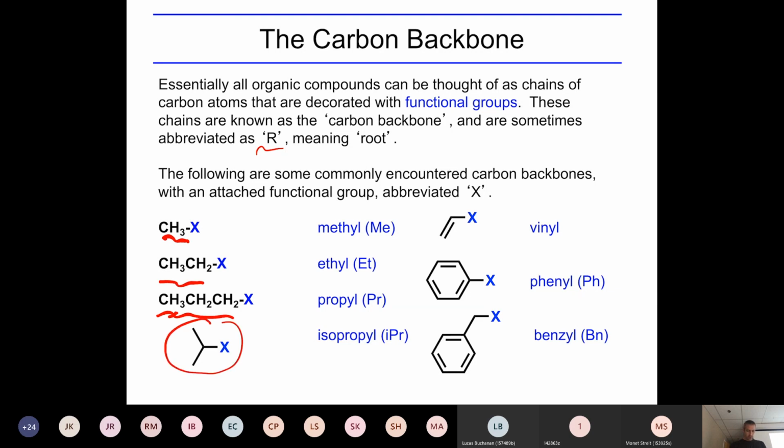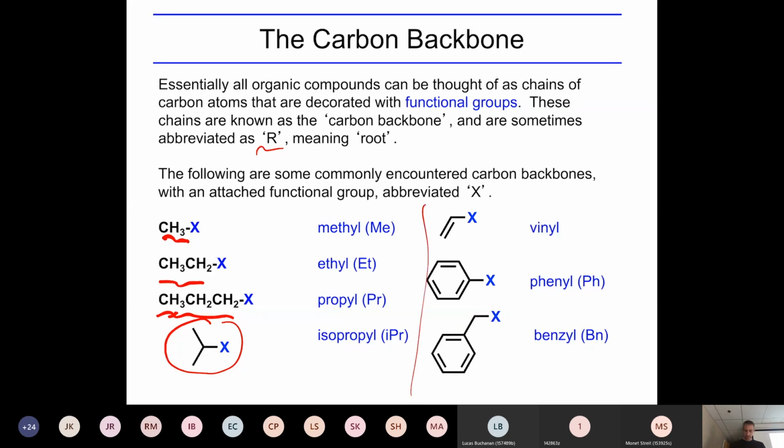Here we have 3 as well. It's like propyl, but instead of that X group being on the carbon at the end of the chain, it's on the middle carbon in that chain. In this case, it's still a propyl group, but we call it an isopropyl group. Or more correctly, we call it a 2-propyl group, because it's on carbon 2 of the chain.